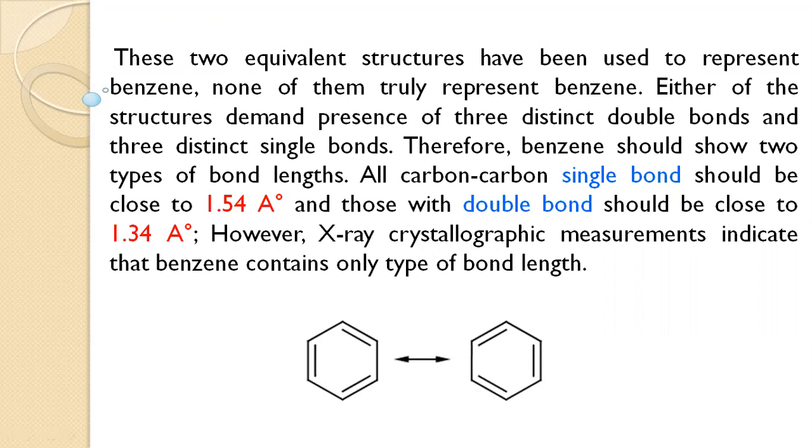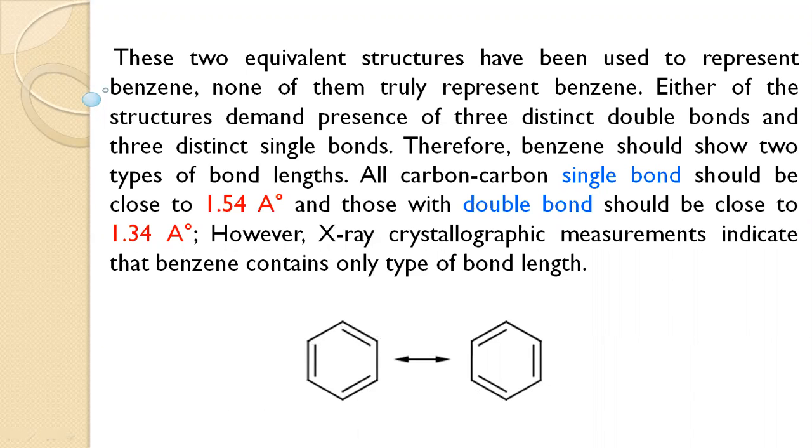So these two equivalent structures have been used to represent benzene, but none of them truly represents the structure of benzene, or explains the properties of benzene. Either structure demands the presence of 3 distinct double bonds and 3 distinct single bonds, and therefore benzene should show 2 types of bond length. Which 2 bond lengths? One is the single bond length and one is the double bond length. All the carbon-carbon single bonds should be close to 1.54 angstrom, and those of the double bond should be close to 1.34 angstrom.